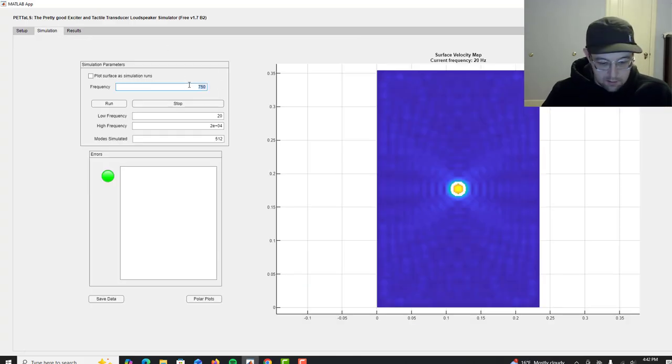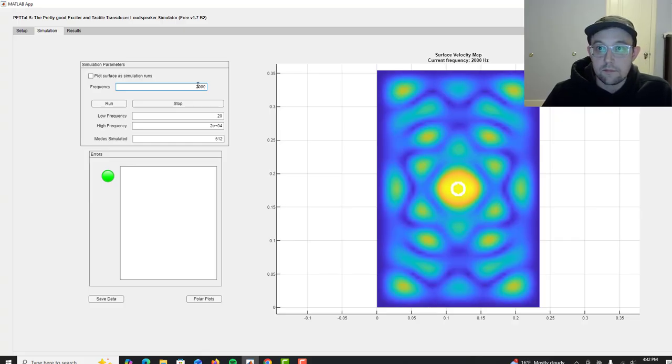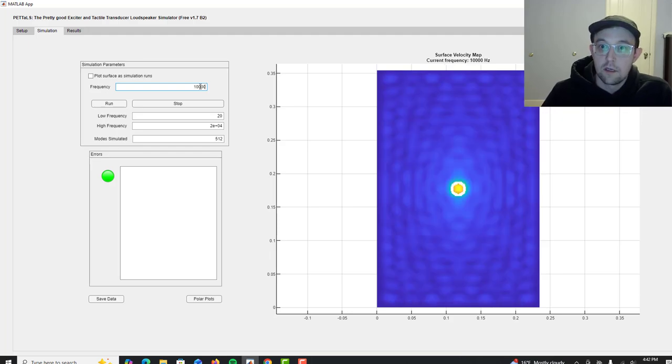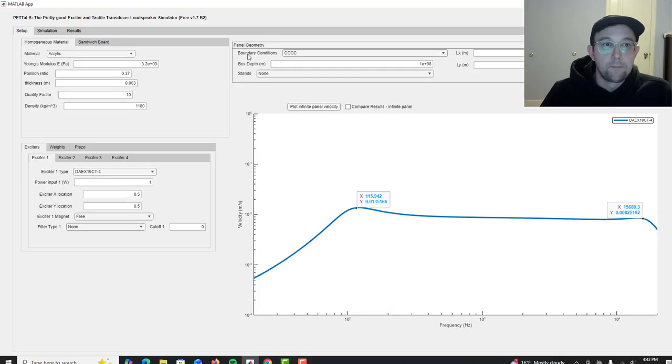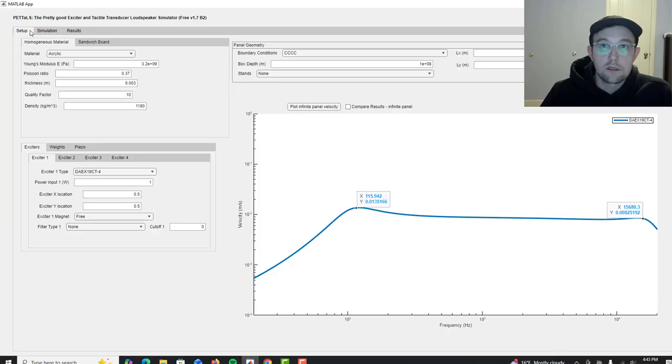Here, okay, let's look at more surface patterns. Yeah, see, it's higher resolution now. So if you want to know what the panel's doing at any one of these frequencies, you can take a look. Pretty neat. Okay, so let's look at some errors.